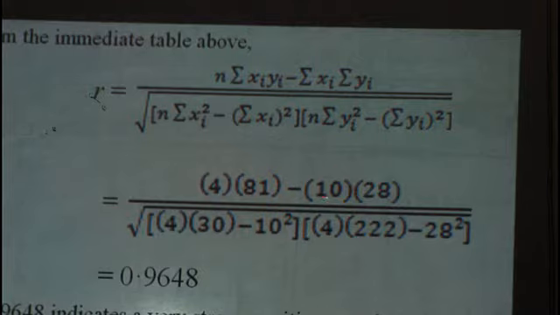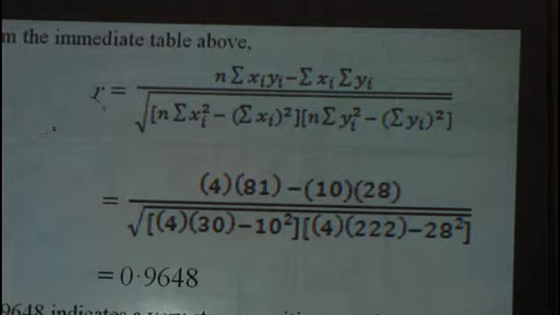Then minus 10 times 28. The 10 here is the sum of xi. Then the 28 is the sum of yi. All over the square root of the individual terms. With the substitution, you end up getting 0.9648.